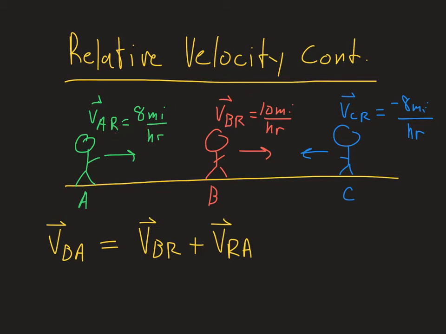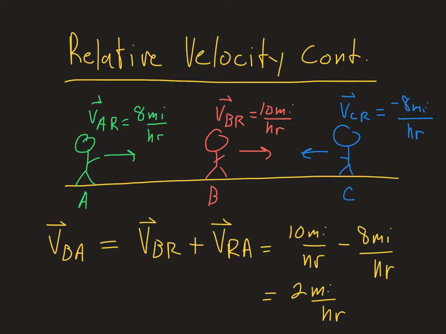So this is not so hard to do. And again, maybe this is intuitive, but this would just be 10 miles per hour, because that's Bob relative to the road. And now we're adding the minus 8 miles per hour, because we know that Alice to the road is 8, so road to Alice must be minus 8. And that's going to equal minus 2. Sorry, not minus 2, it's going to equal positive 2. It's going to be a plus 2 miles per hour.